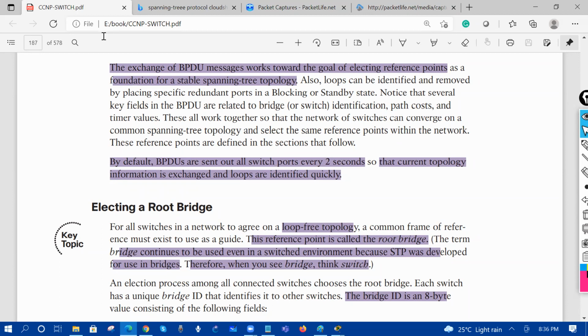Notice that several key fields in the BPDU are related to the bridge, like path cost, and we have timer values, right? These all work together so that the network of switches can converge on a common spanning tree topology and select the same reference point within the network. Reference point is nothing but the root bridge. By default, the root BPDU will be sent on every switch port interface every 2 seconds, so that current topology information is extended and loops are identified quickly.